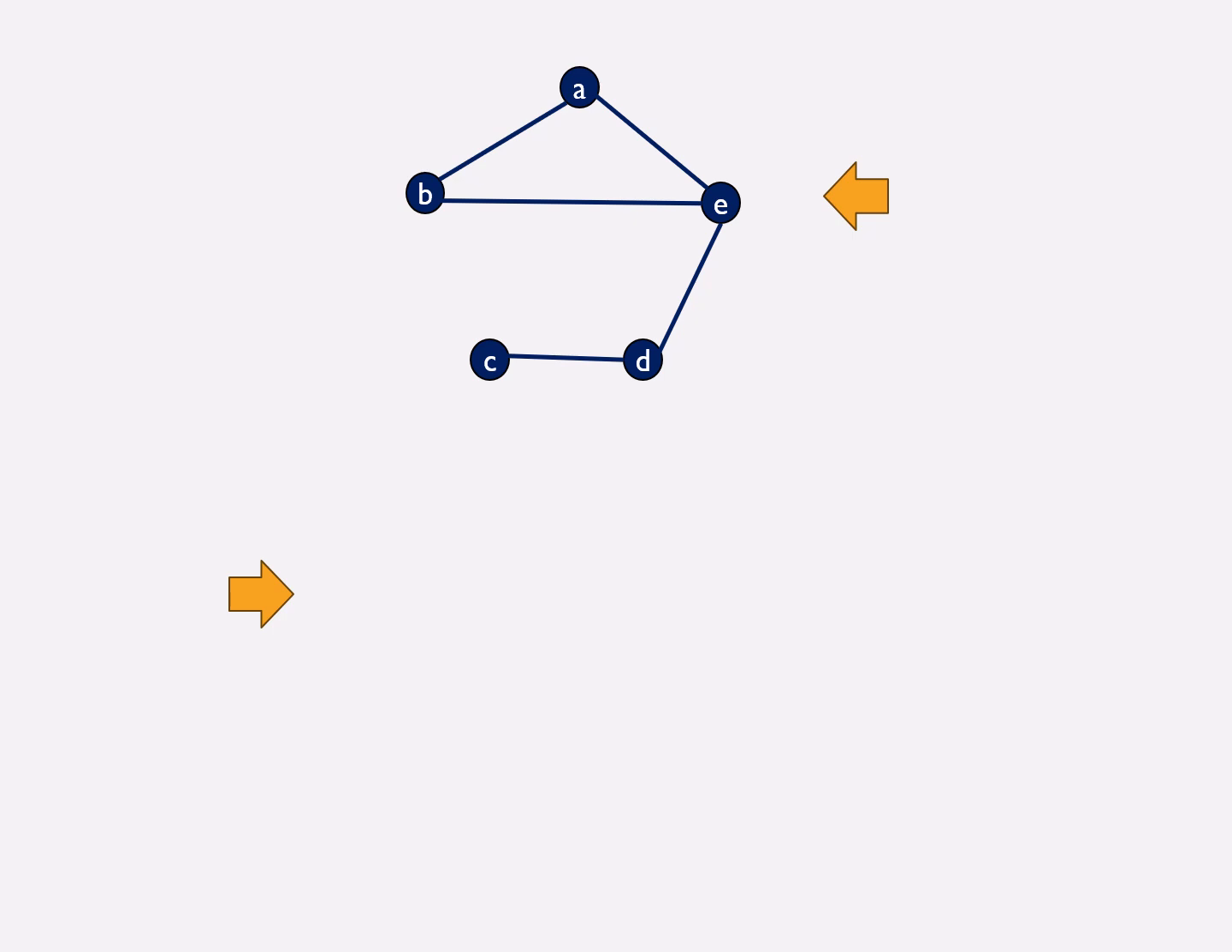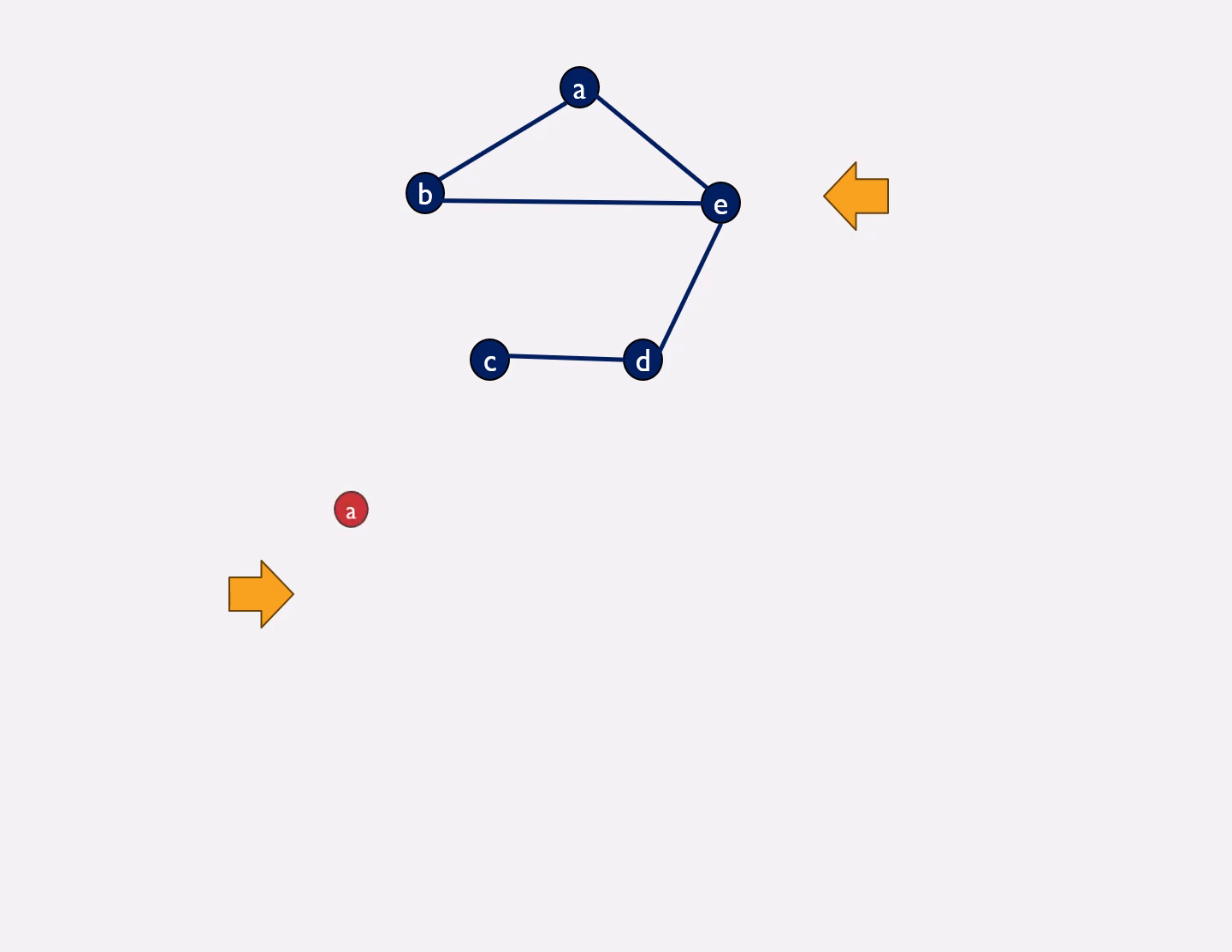Similarly, from B to D, you can go from B to A, A to E, E to D, or B to E, E to D. So you may observe, if you consider any pair of vertices, you can find a path between these 2 vertices. So first graph is connected graph.